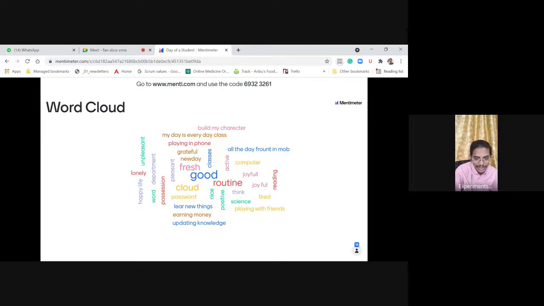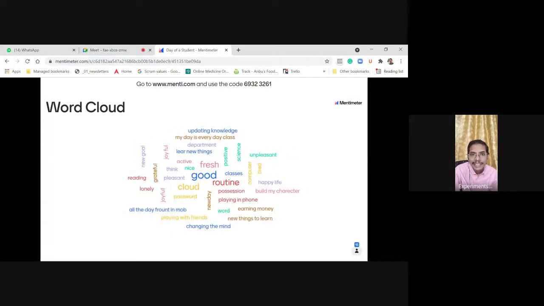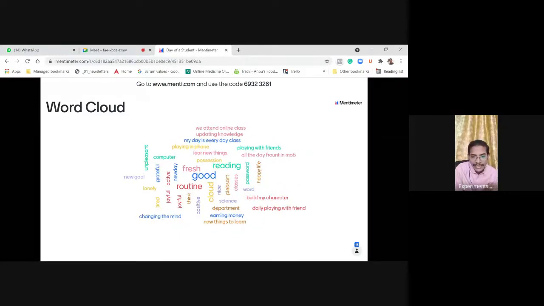Okay. So the highlight is a fresh, good routine, right? So what is that routine? That is where the key is, right? So routine is the key. Okay. Active. What else? New things to learn. Reading. Setting a new goal. Yeah, absolutely. This is what I wanted actually. So if you look at these things, they will definitely be part of any student's life, which we are getting, right? Let me share my screen again.